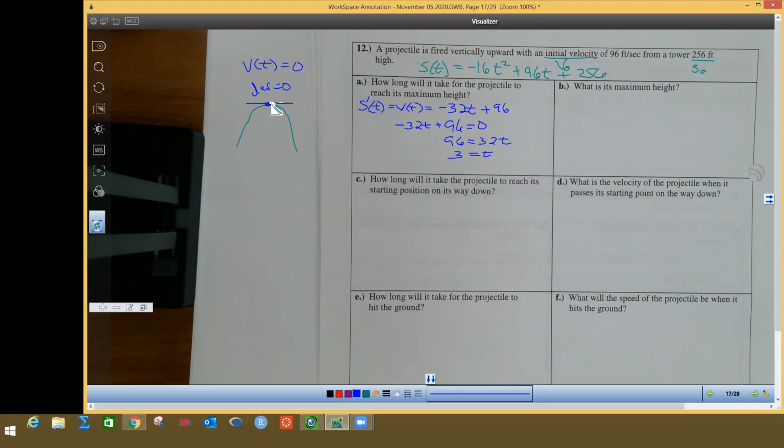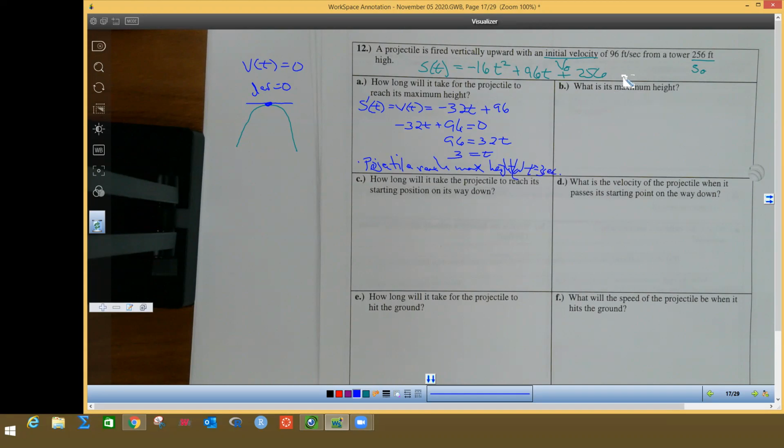Now, have we told what, oh, that's what we want, right? How long will it take the projectile? So the projectile reaches max height at t equals 3 seconds.